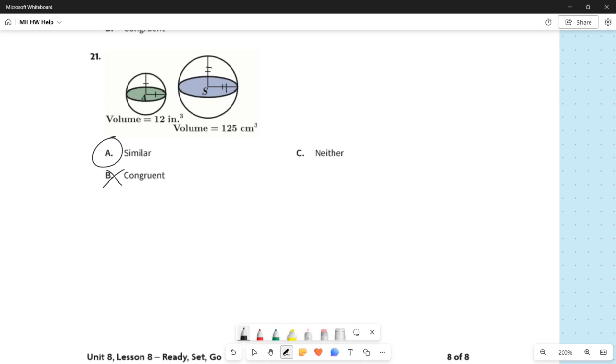And the reason that we know that they're similar is all spheres are similar or congruent. Now, if they're congruent, they're the same size. These are not the same size. However, if they're not the same size, at a minimum, they have to be similar, because all spheres are similar. So you don't have to do any calculations with 21. You just say, all right, well, they're not congruent. My only other option is similar, because the answer for a sphere will never be neither. All spheres are either similar or congruent.